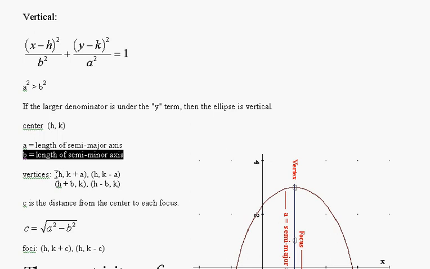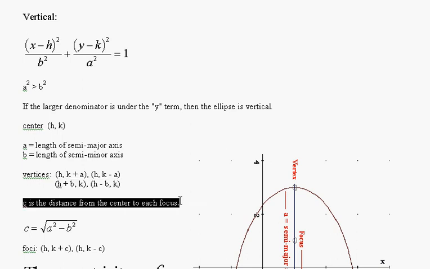Vertices are still found in this fashion, so we're going to start with the vertices going up and down on the major axis. And we're going to add A and subtract A to and from the y value of the center. And then B, we're going to add that to the x value of the center and subtract that from the x value of the center. It's just that A and B are going to go in different directions.